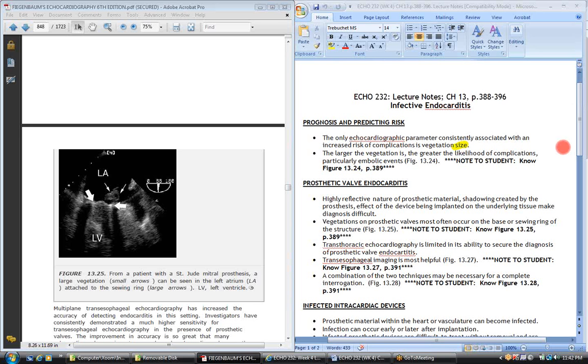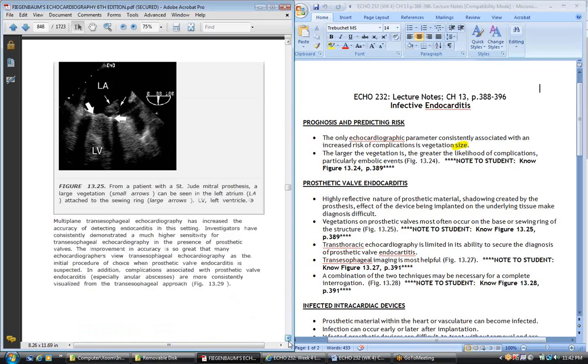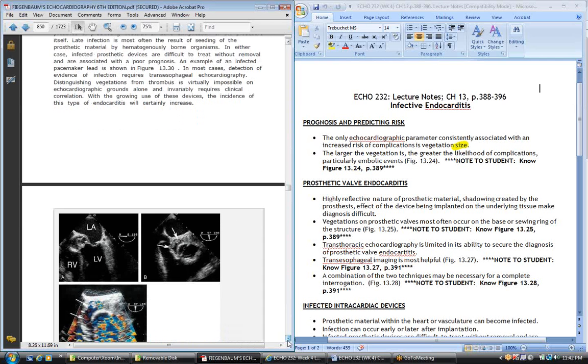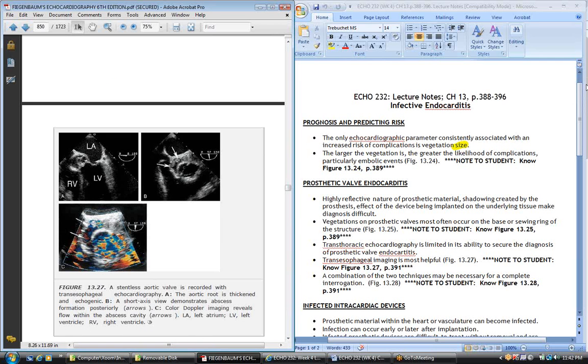Transthoracic echocardiography is limited in its ability to secure the diagnosis of prosthetic valve endocarditis. Transesophageal imaging is most helpful, so let's go take a look at a picture from a transesophageal, or a TEE, which is figure 13.27. This particular image that you're looking at now actually came from a TEE. And you can see that it is a stentless aortic valve.